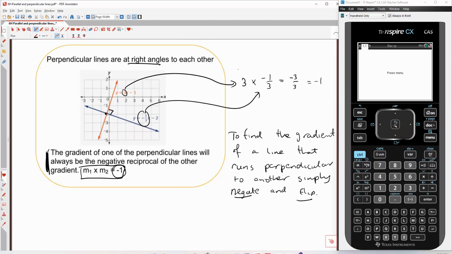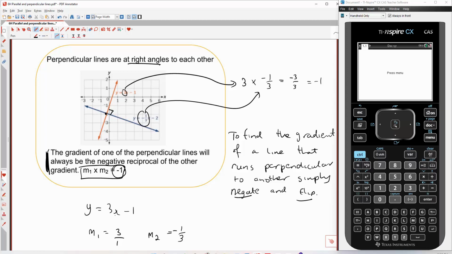So what does it mean? If I'm given the line y equals 3x take 1, and I want to find the gradient of a line that runs perpendicular to this, all I do is note that the gradient here, m1 we're going to call it, is 3. If I negate and flip this, it's currently 3 over 1, so the gradient of the line that runs perpendicular is going to be that flipped, which is 1/3, and then negated, so we throw a negative sign out the front.